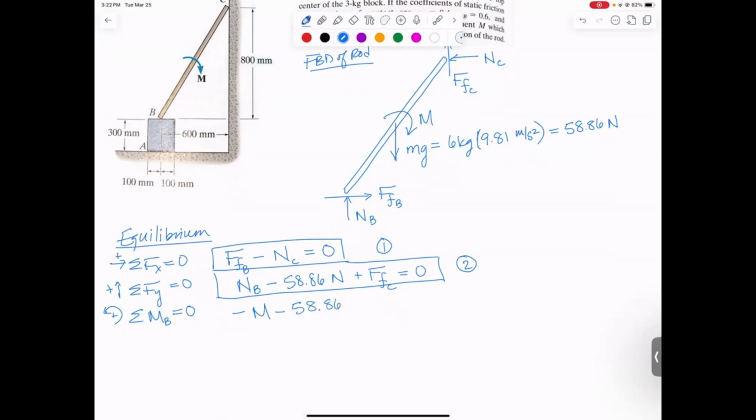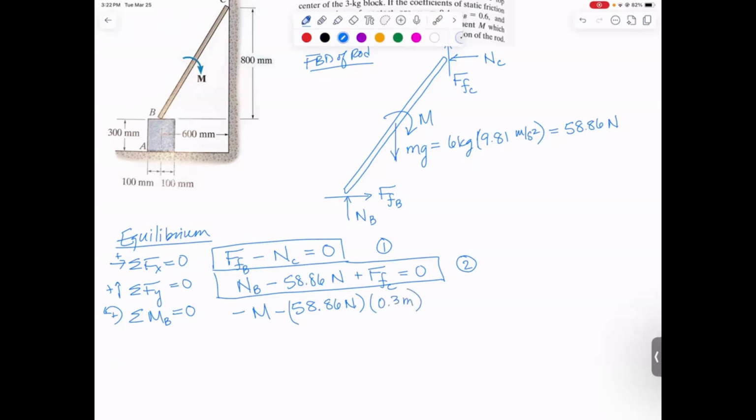So 58.86 newtons, and I need perpendicular distance. So the force is vertical. That means I need this horizontal perpendicular distance. The whole width is 600 millimeters. So a force that acts at the middle would be 300 millimeters away. I'm going to write that as 0.3 meters.